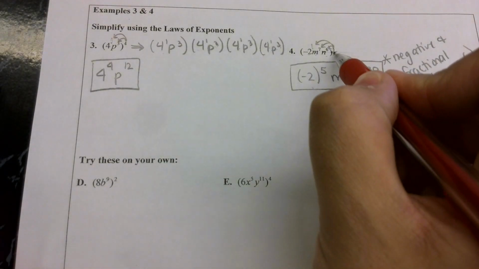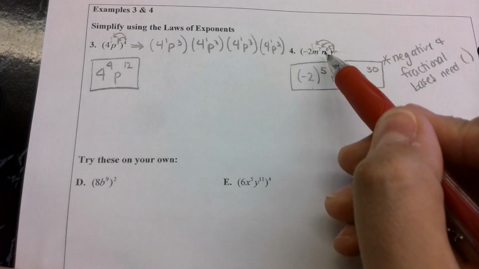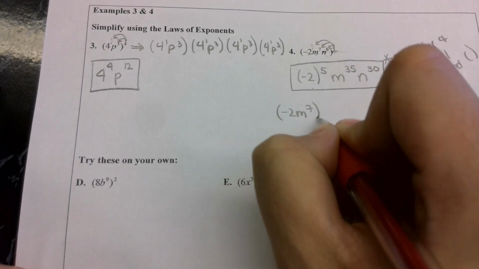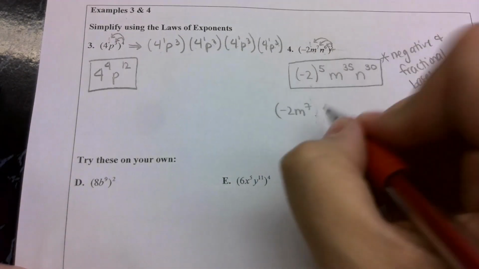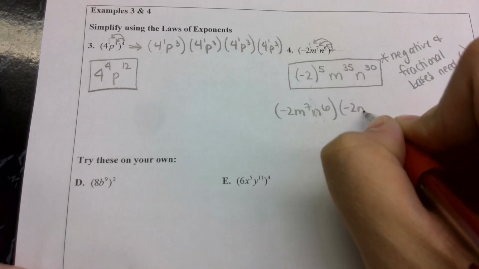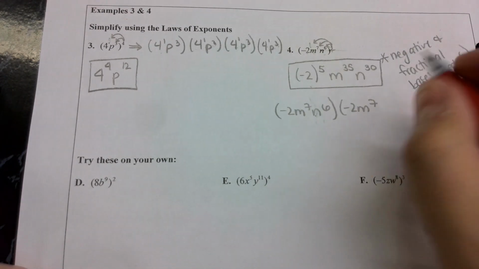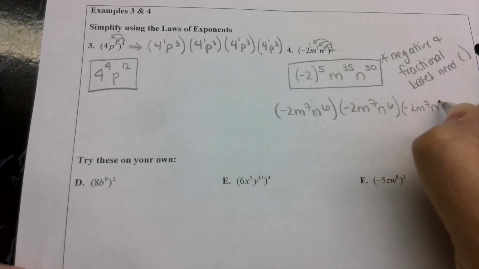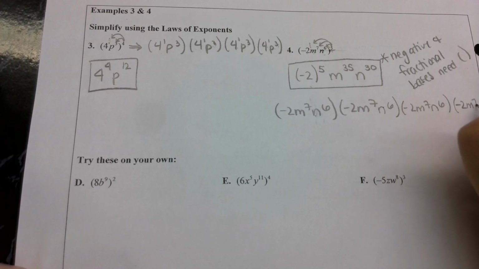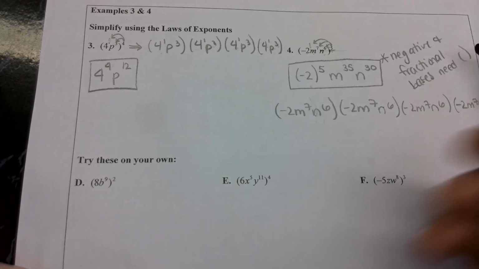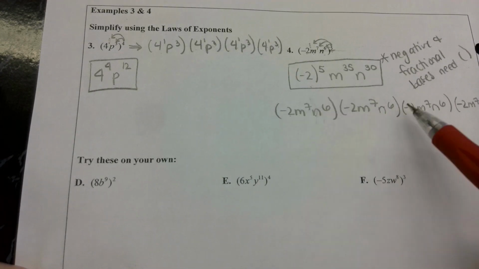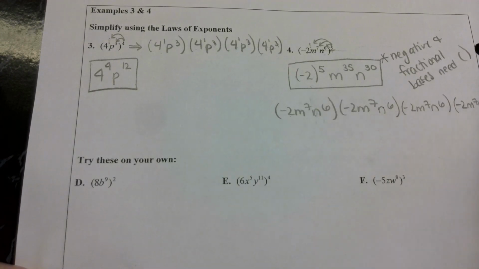So that means we have 5 groups of this, right? This whole mess. -2, m to the 7th, n to the 6th. So if I expand that, that's -2, m to the 7th, n to the 6th. -2, m to the 7th, n to the 6th. Let me count: 1, 2, 3, 4, 5. So you see how we have -2 times itself 1, 2, 3, 4, 5 times.